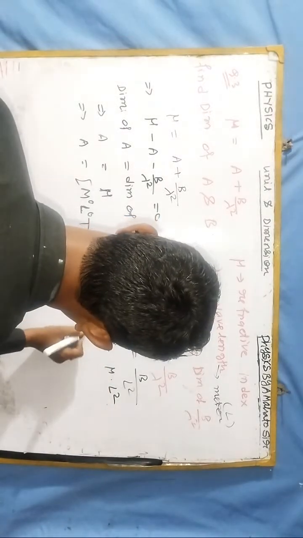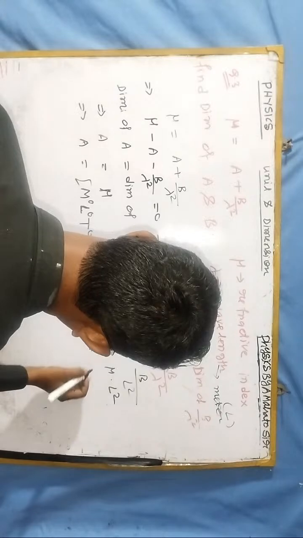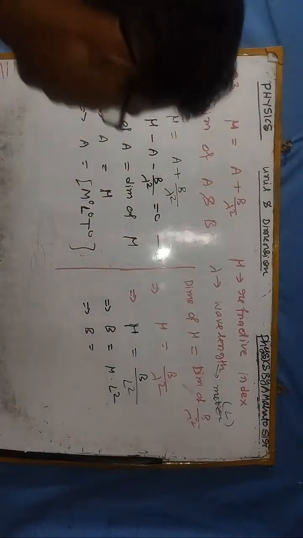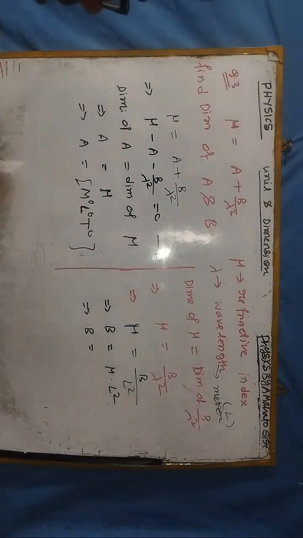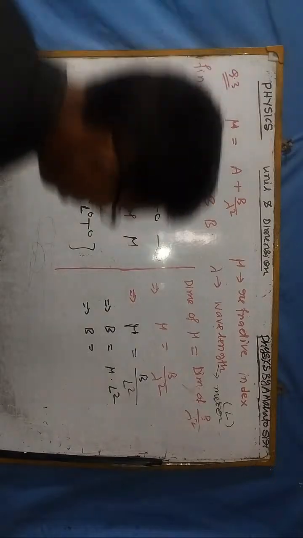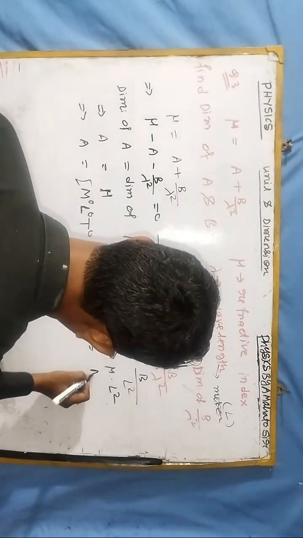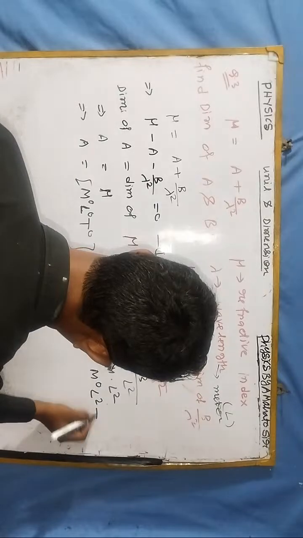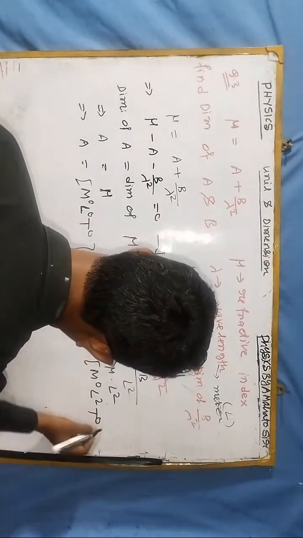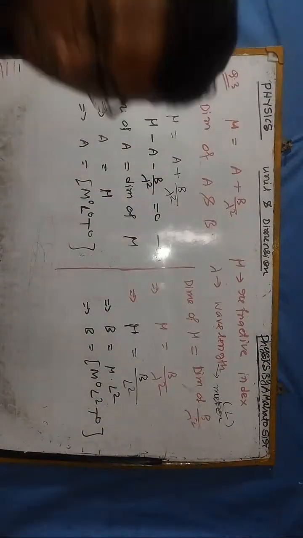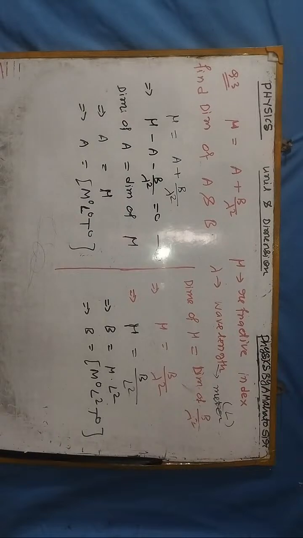So b equals mu into L square. The dimension of mu is M0 L0 T0, so the dimension of b is M0 L square T0.